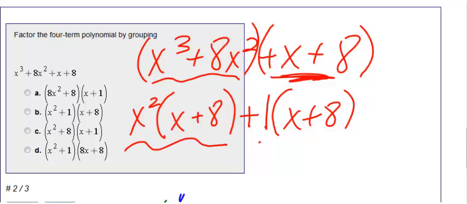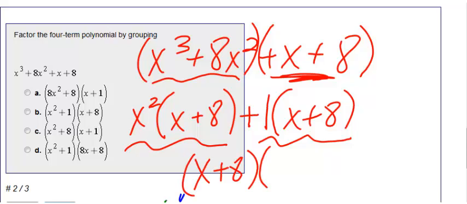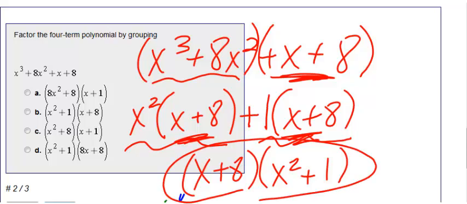Then I have this term, and I have this term. They both have x plus 8. Therefore, when I pull out x plus 8 here, I'm left with x squared. Plus, I pull out x plus 8 here, 1. So we get x plus 8 times x squared plus 1 as my answer, which is choice B.